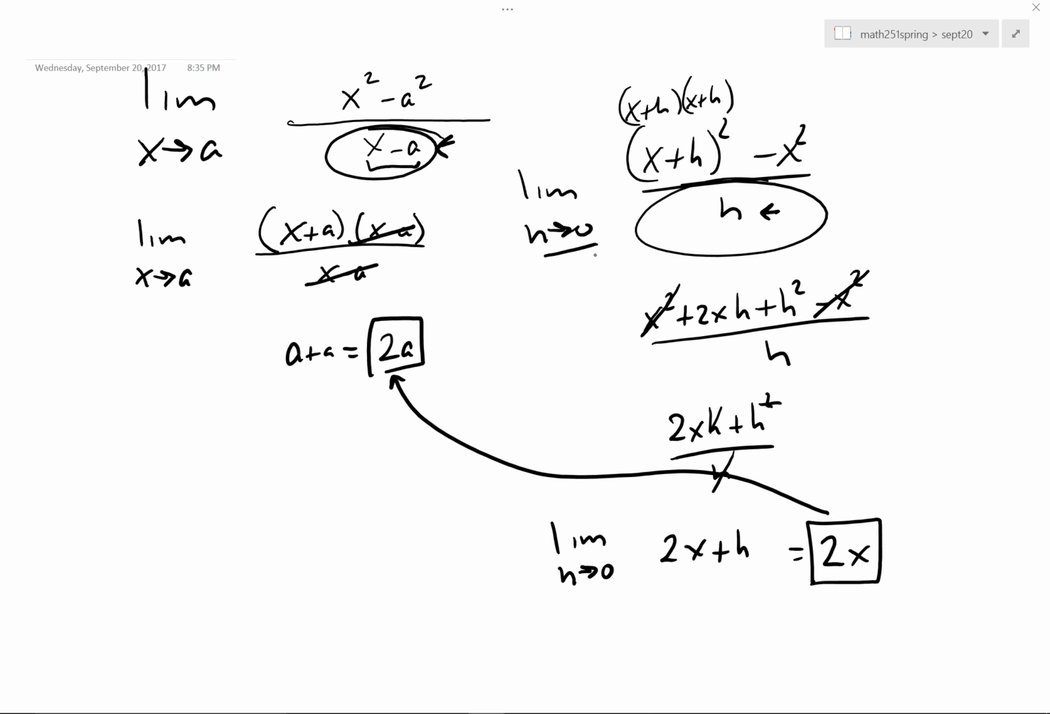Okay, so that's the long and short of that section. It's pretty easy to do. It really just is a matter of factoring, multiplying by the conjugate, or getting a common denominator and adding or subtracting.